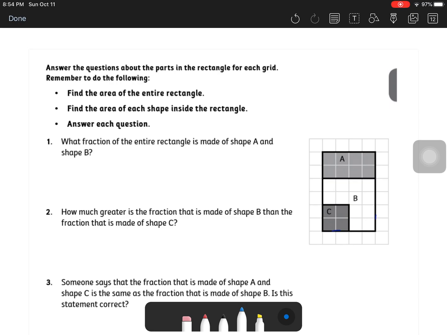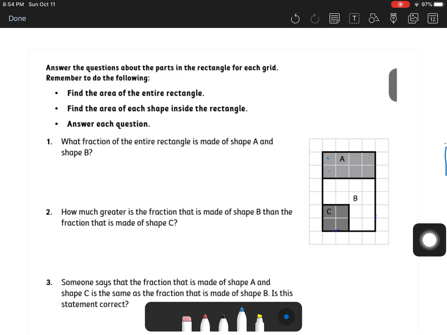All right, it says answer the questions about the parts in the rectangle for each grid. Remember to do the following. Find the area of the entire rectangle, find the area of each shape inside the rectangle, and then answer the question. Okay, so what fraction of the entire rectangle is made up of shape A and shape B?